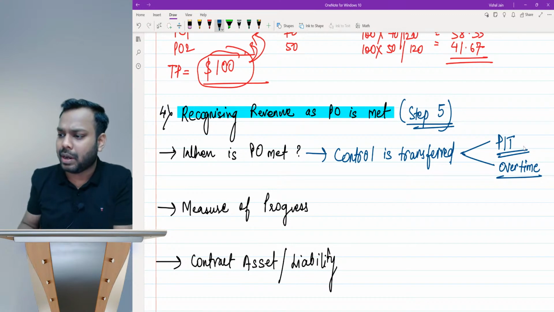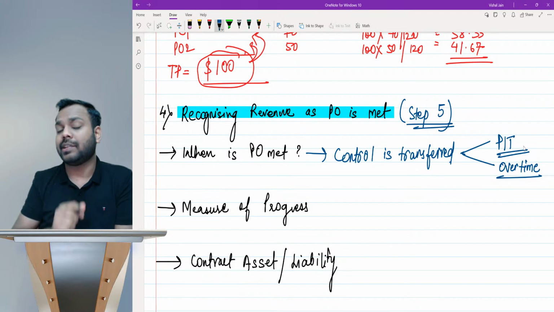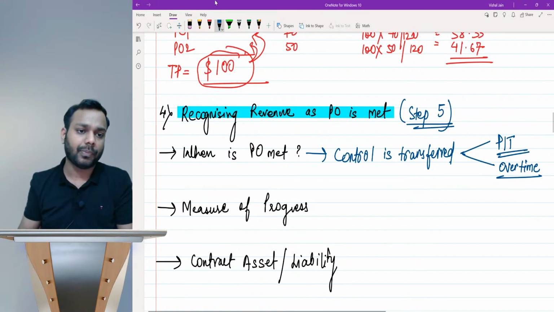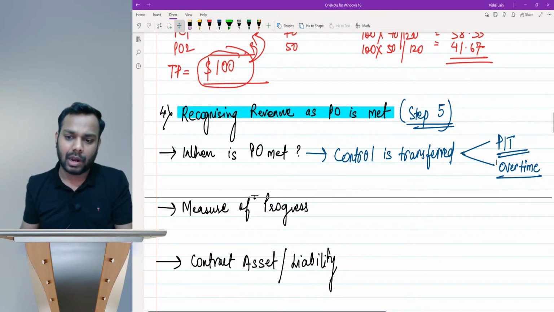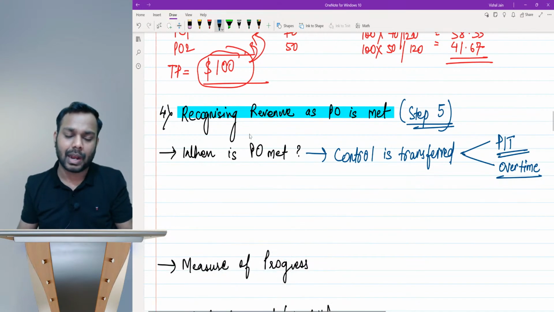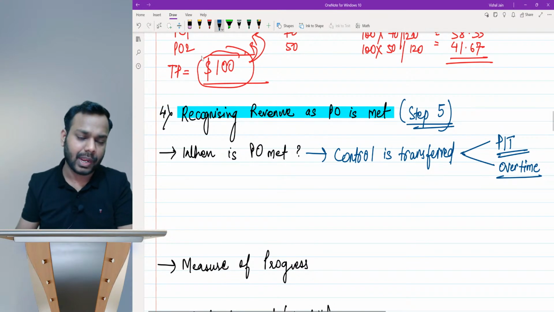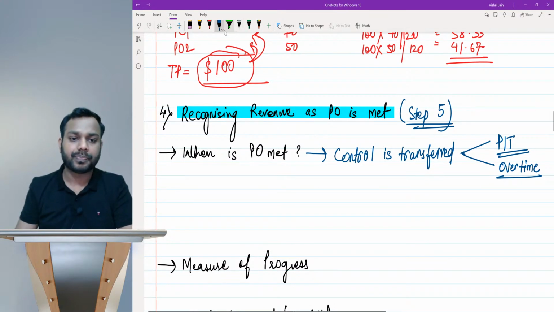Harpreet, it's not the risk and rewards, it's the control. It's the control that is important. Risk and rewards we used to discuss from an accounting standard perspective, not from an IFRS perspective.